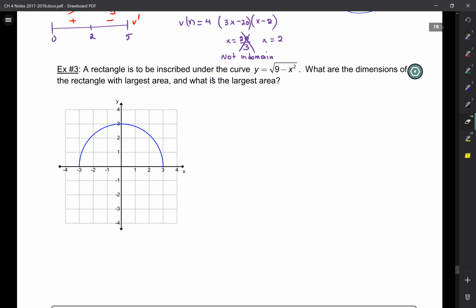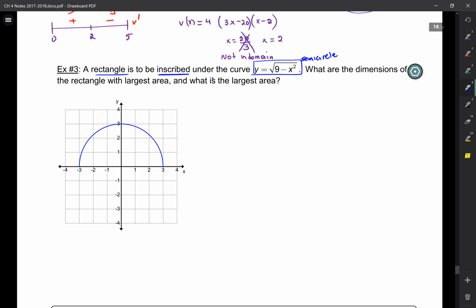What we are tasked with is we have to inscribe a rectangle under the curve y equals the square root of 9 minus x squared. This equation, like we mentioned last time, is a semicircle. And that semicircle is drawn there for you.